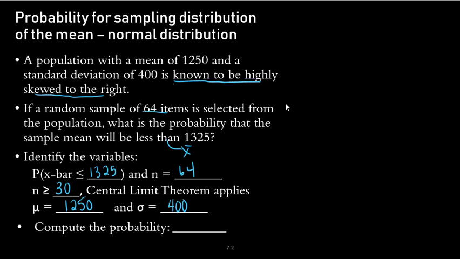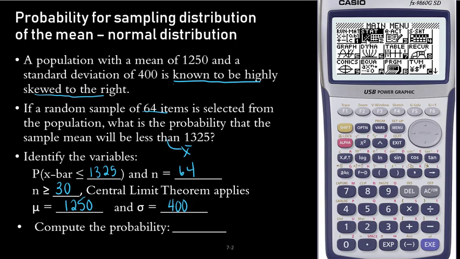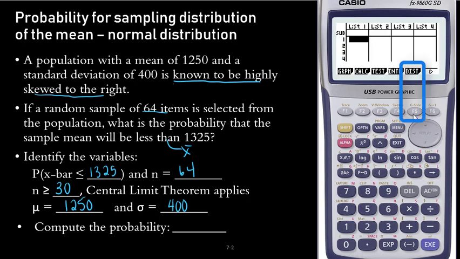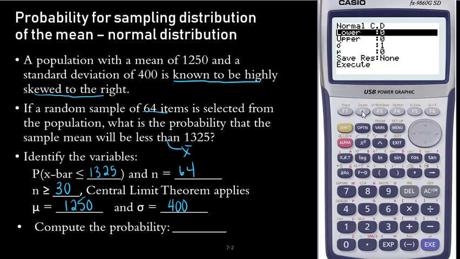Now we're going to compute the probability in the Casio. In the Casio, we go to the Stat menu. We'll go to Distribution, Norm, and we're going to use NCD, which is the cumulative density function. We're asked to enter the lower bound, the upper bound, the sigma, or standard deviation, and the mean.